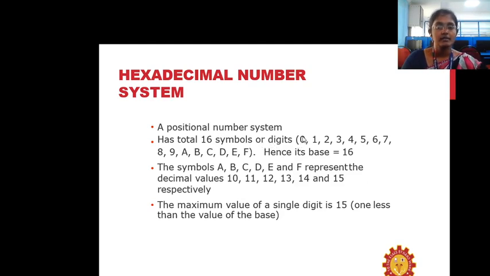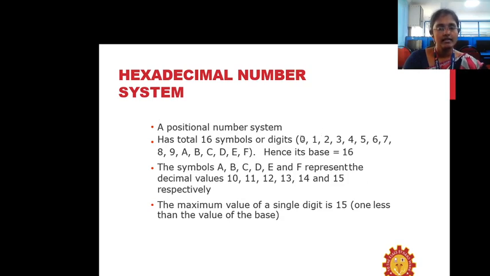The 16 symbols start from 0, 1, 2, 3, 4, 5, 6, 7, 8, 9. Then we know that 16 means starting from 0, so 0 to 15. So here 10, 11, 12, 13, 14, 15 would need two digits, but in this system those two-digit numbers are replaced with uppercase alphabets. Instead of 10 we use A, instead of 11 we use B, instead of 12 we use C, and that too in uppercase, remember, and instead of 13 we use D, 14 is E and 15 is F.